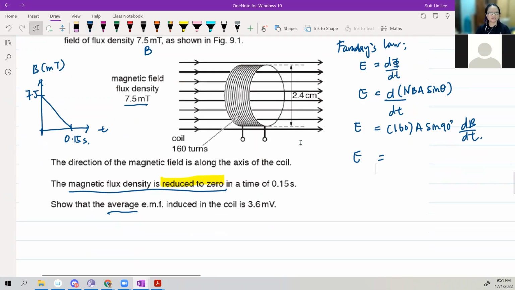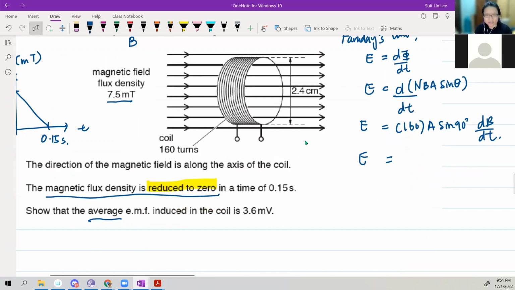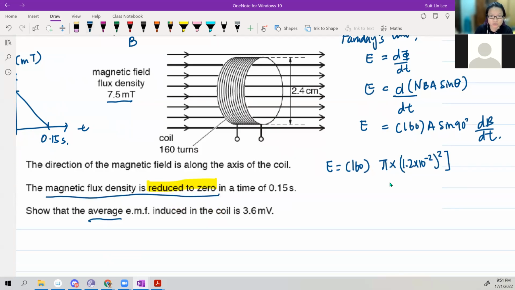Okay. This means I need to find the area. So EMF is equal to 160. This looks like a circle to me, so it should be pi r square, or in this case, pi d square over 4. I put pi r square now, 1.2 cm. Pi times (1.2 times 10 to the power -2) square. Okay, so we can find the area. And this is dB dt.